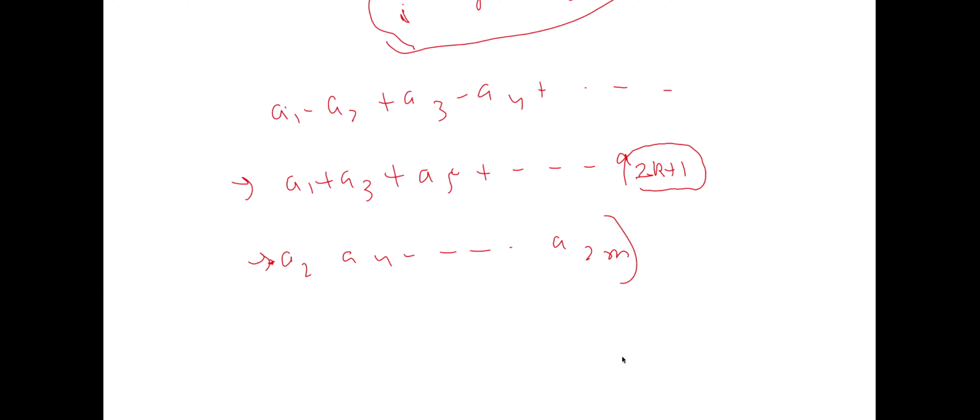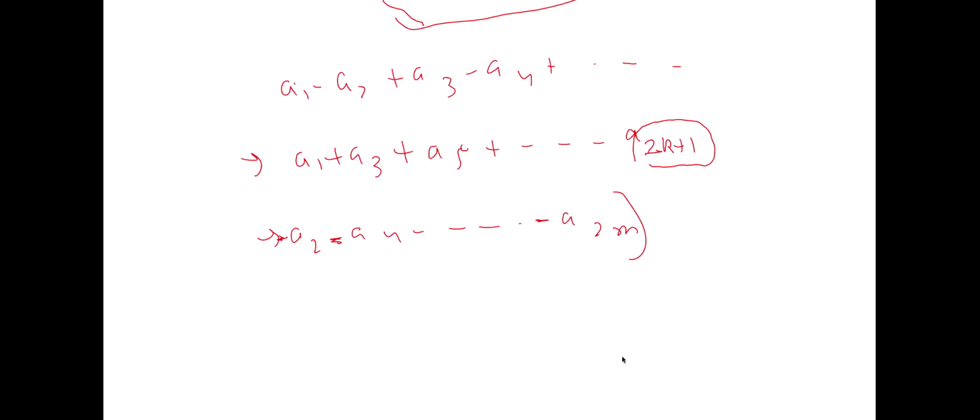Minus a2 minus a4 minus a2 times m. So if you swap any indexes with the same parity, will it make any difference? I don't think so, because it will still be a1 plus a3 plus a5.